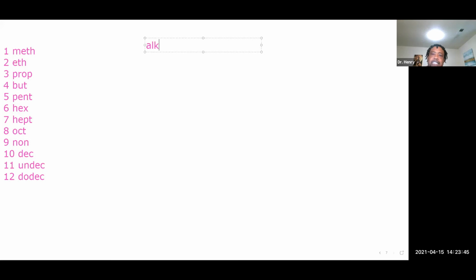Is alkyne. So alkyne is a triple bond. If you guys notice the trend, A and E was a single bond, E and E is a double bond, and triple bond, which is the most you could have, is Y and E.